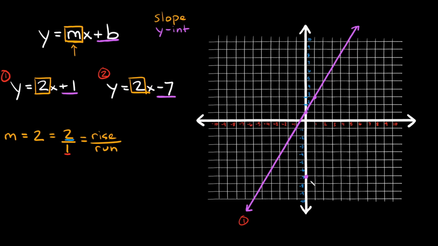Starting from this point right here, we're going to go up 2 and then over to the right 1. So starting from this point, we go up 2, 1, 2, and then over 1, right there. Again, we found a point that runs along our graph. So we have our 2 points, and now we just need to draw a straight line between them.